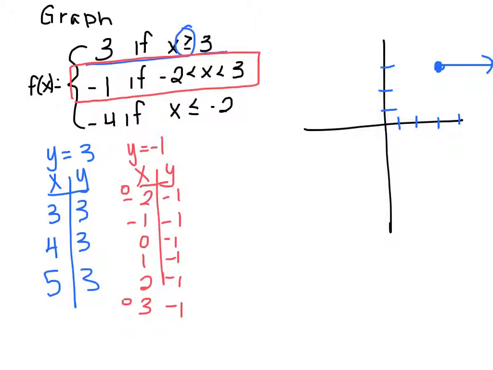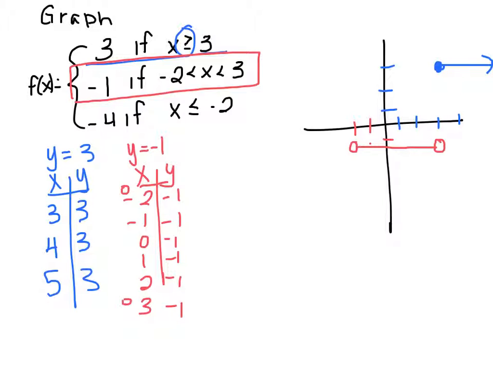So at -2, -1, I have an open circle. At -1, -1, and so on. And at 3, -1, I also have an open circle. So I have a horizontal line right there.